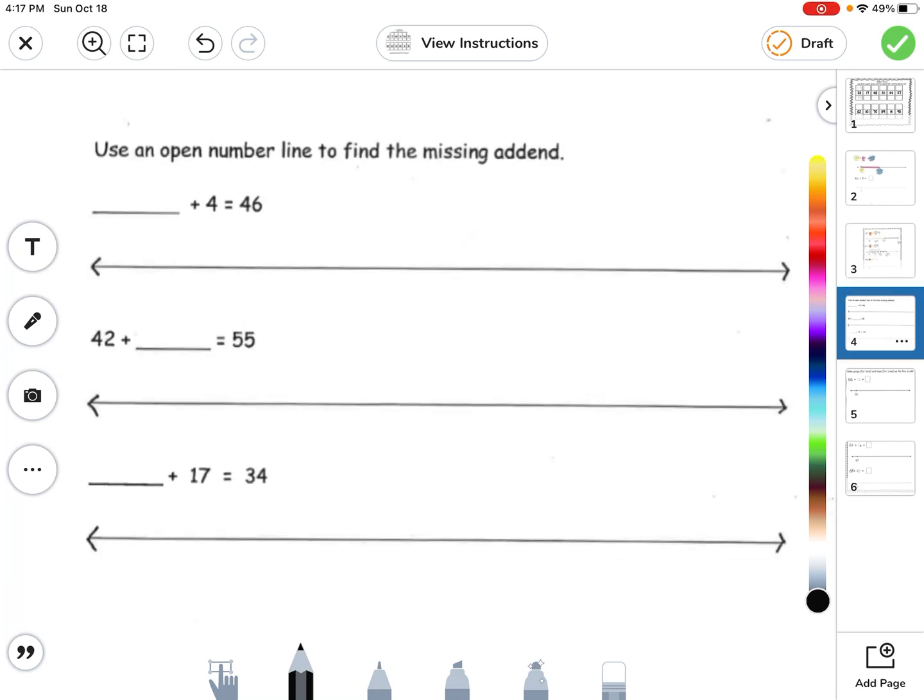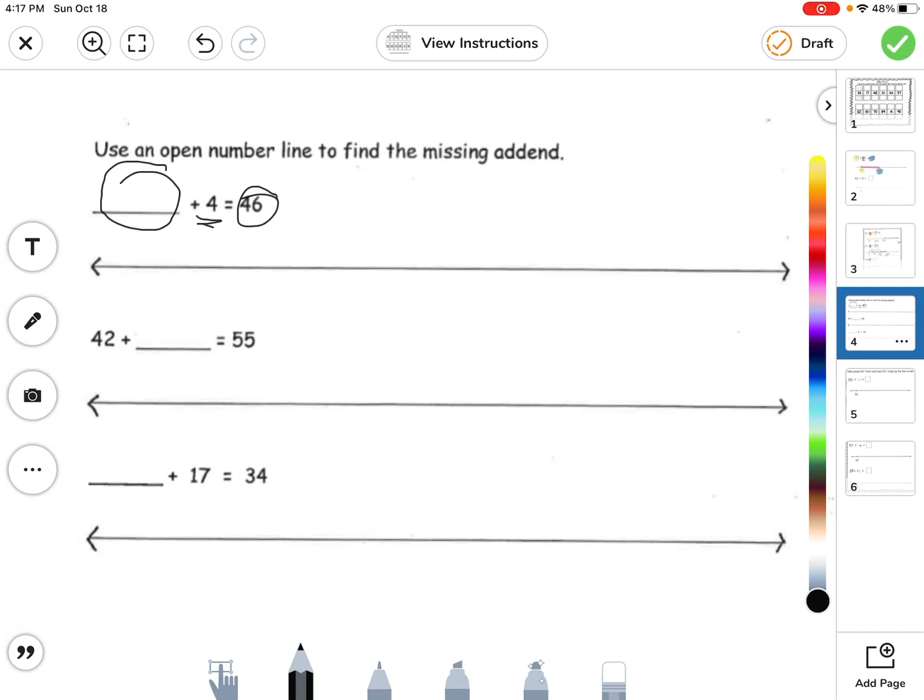Then we're going to move on to using this open number line to find missing add-ins. Open number line is a great strategy for finding a missing add-in. But it's a little bit different. So here we are missing an add-in, but we know that we have one add-in and we know where we ended. So we're going to be a little bit backwards with this one.